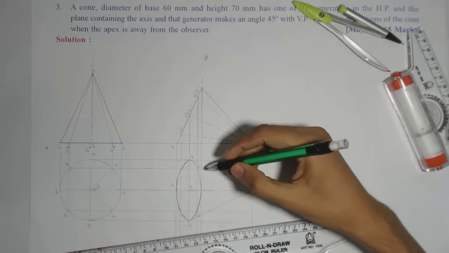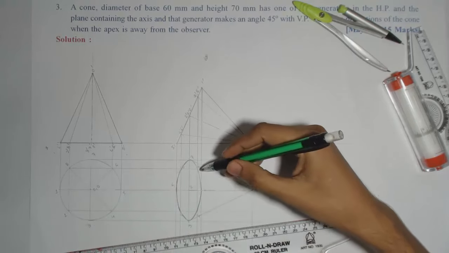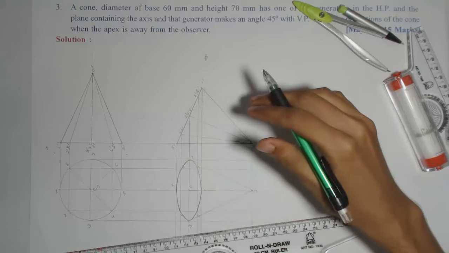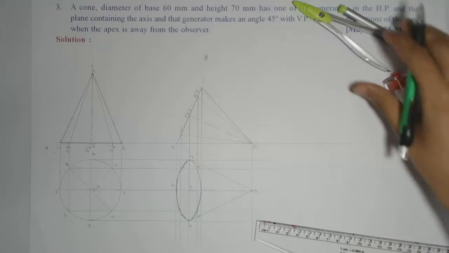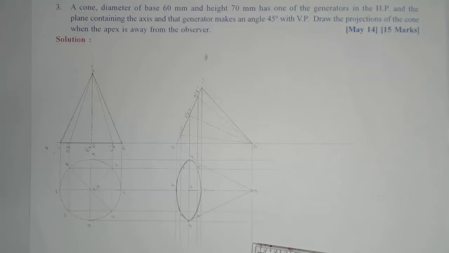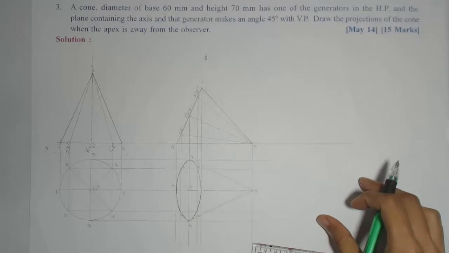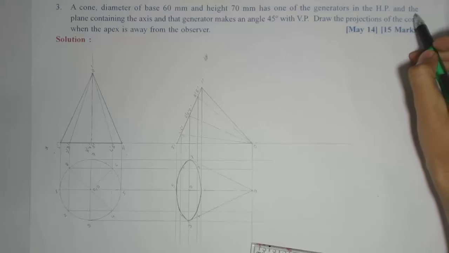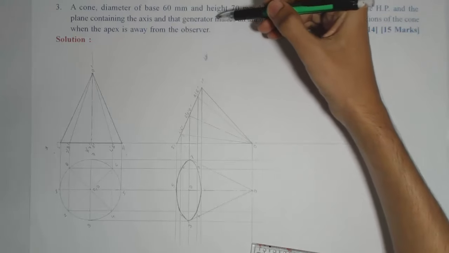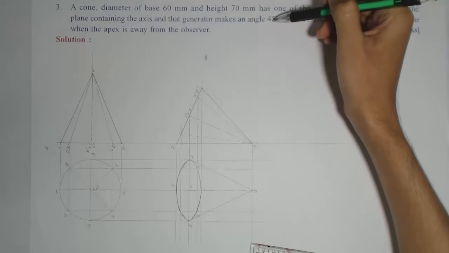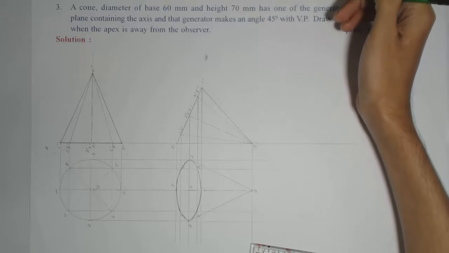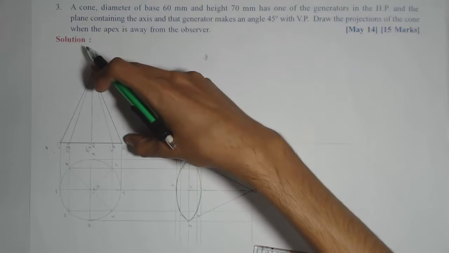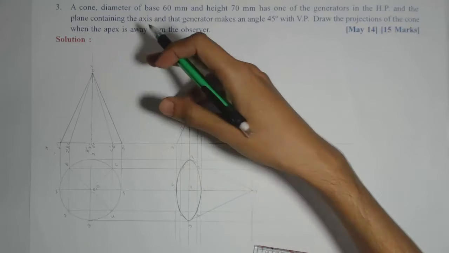Please don't join other points on the circumference to show the generators, because those are imaginary generators, no need to show those lines. Now moving to the third stage. For redrawing this top view, I need a condition with the VP now. That condition is: the plane containing the axis and that generator makes an angle of 45 degrees with the VP. Now here the generator is O dash 5 dash and the axis is OO.